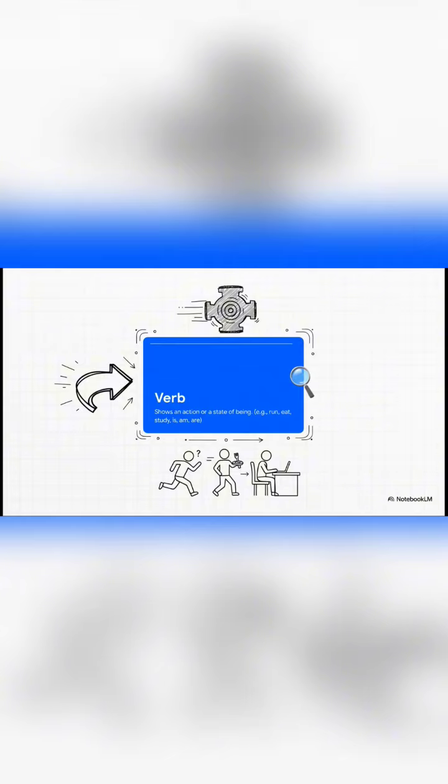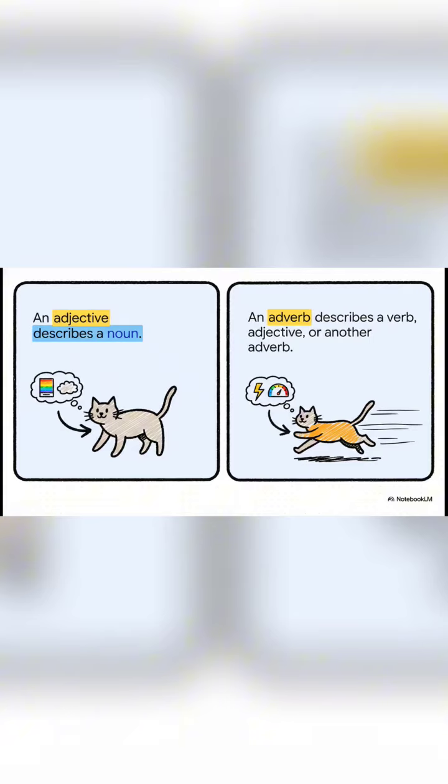The verb. This is the engine of the sentence. Verbs are our action words: run, eat, study. But, and this is super important, they also show a state of being. Words like is, am, and are also verbs. They might not be exciting, high-speed actions, but you absolutely cannot have a complete sentence without a verb. It's impossible.